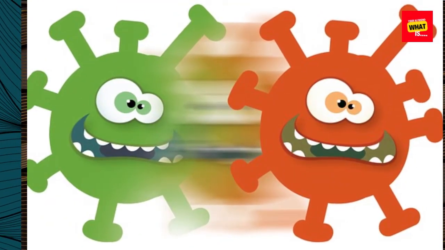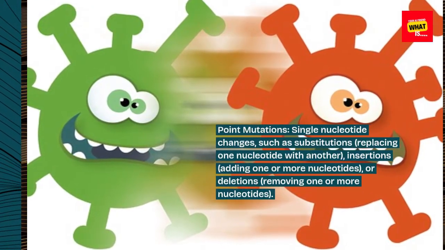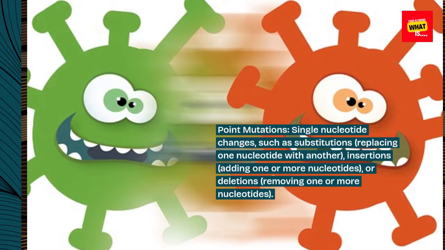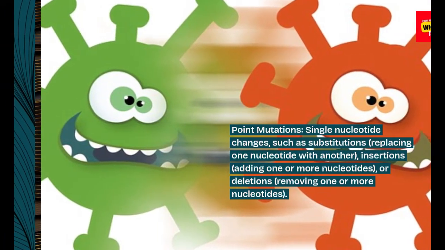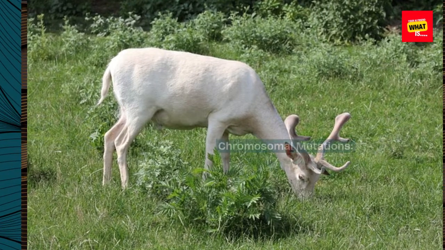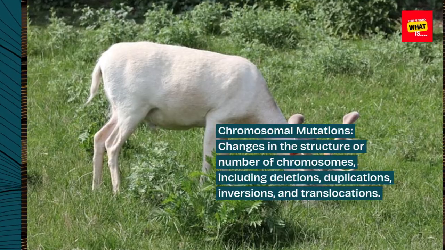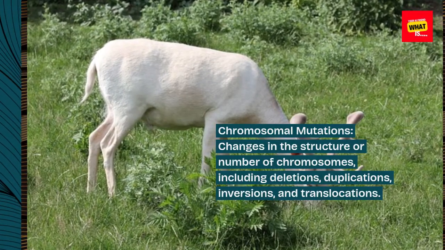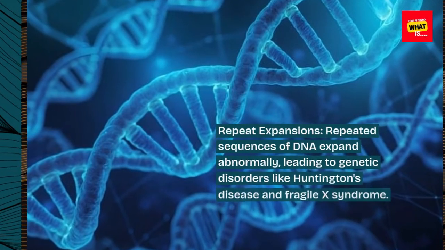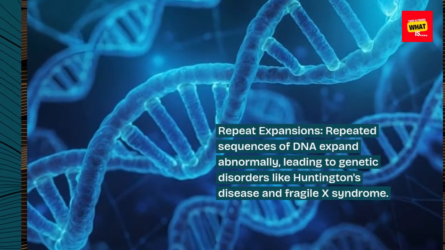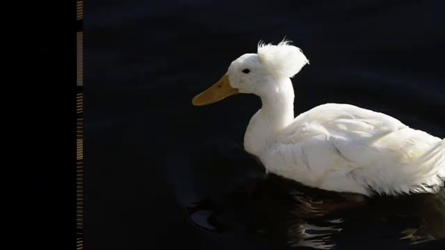Point mutations. Single nucleotide changes, such as substitutions, replacing one nucleotide with another, insertions, adding one or more nucleotides, or deletions, removing one or more nucleotides. Chromosomal mutations. Changes in the structure or number of chromosomes, including deletions, duplications, inversions, and translocations. Repeat expansions. Repeated sequences of DNA expand abnormally, leading to genetic disorders like Huntington's disease and Fragile X syndrome.